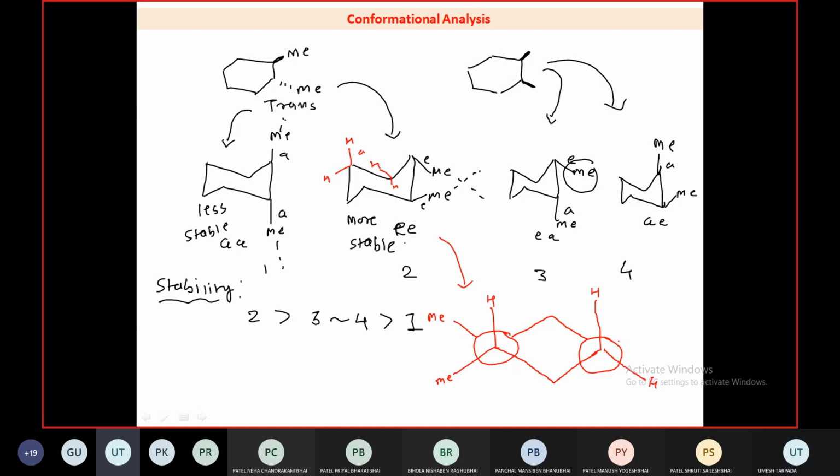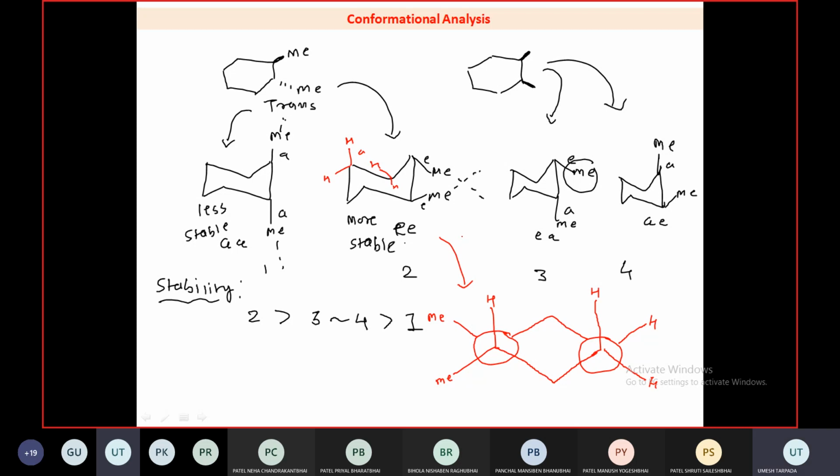So this type of structure also represents trans geometry, where carbon number 1 and 2, both the methyl groups are at equatorial position. One is in a front side, another group is in a back side. One group you can consider in a front side, another group which you can consider in a back side.